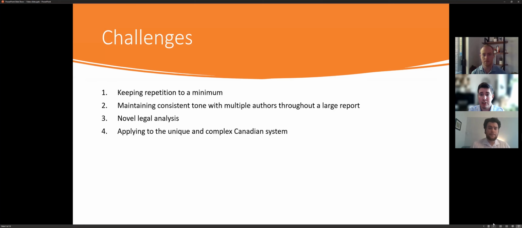We had several challenges during this paper, some of them just because of the sheer length. It was important that we kept repetition to a minimum, and that was challenging because we were using the same legal tests in many different sections, and we were trying to make sure that the reader could follow along if they jumped around to different sections, but also avoiding unnecessary repetition. We also, because we had multiple authors working on the report, had to make sure that we were maintaining a consistent tone throughout the document, using the same terminology, that sort of thing.